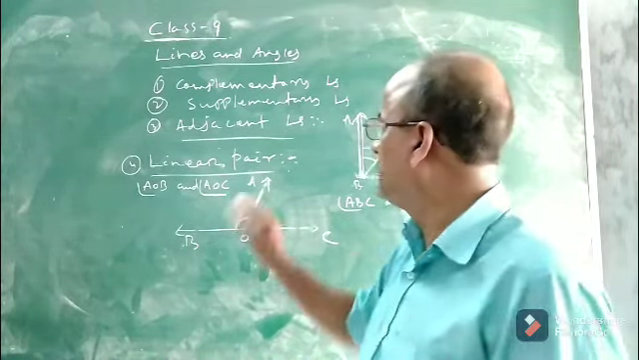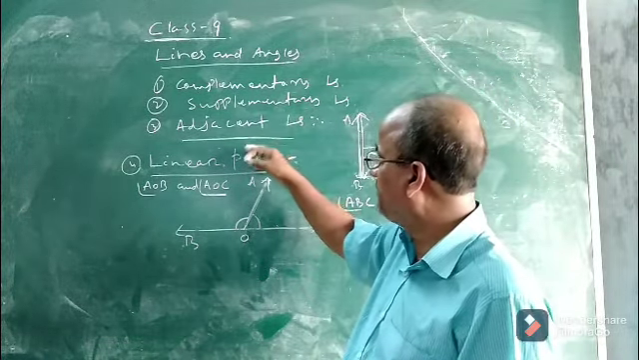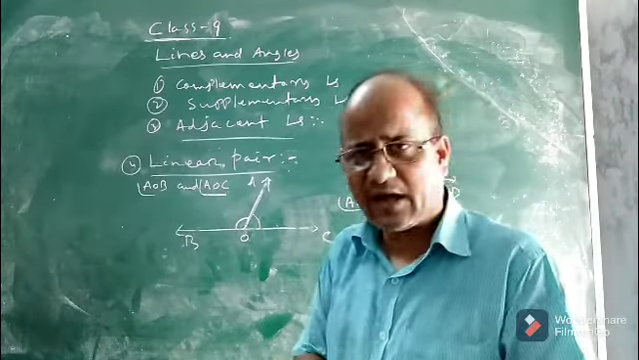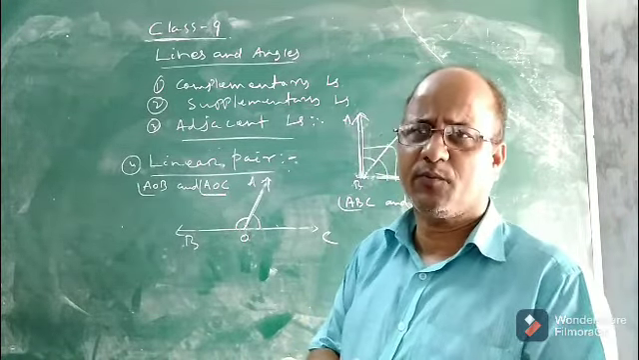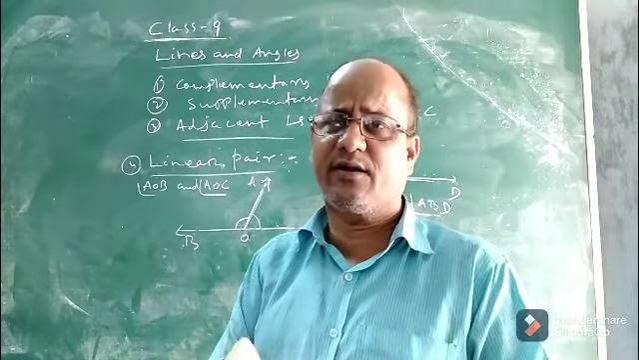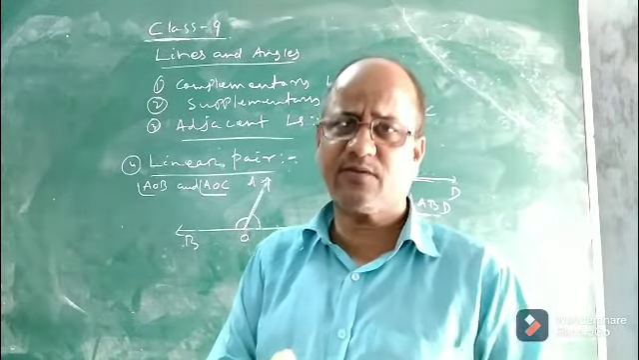So children, we discussed complementary angles, supplementary angles, adjacent angles and linear pair of angles. Now, there is another pair of angles known as vertically opposite angles. Let us discuss. In another class we will discuss different axioms and theorems.